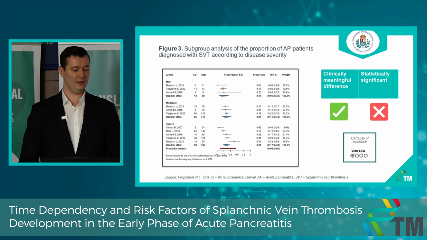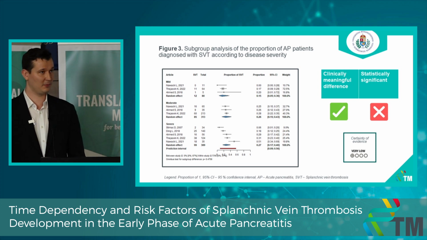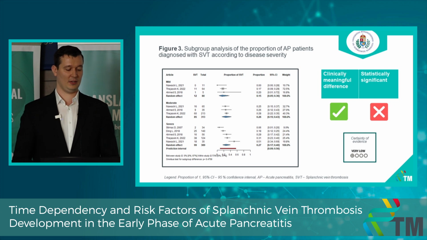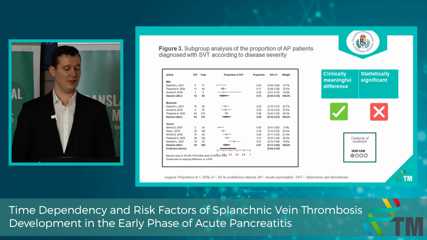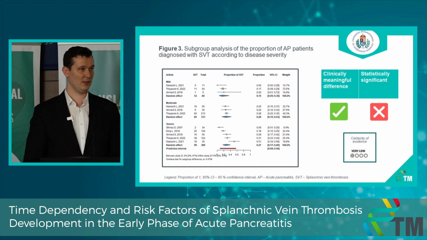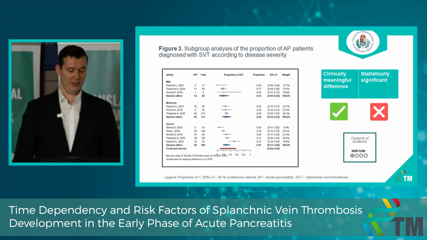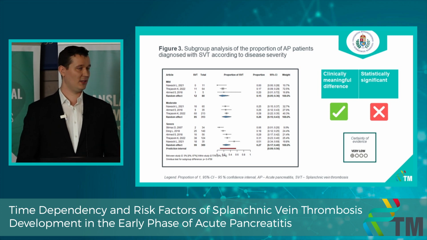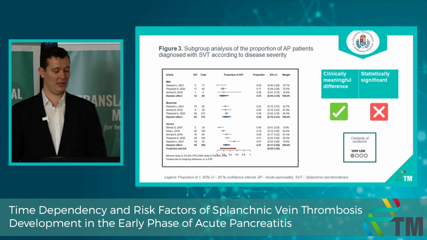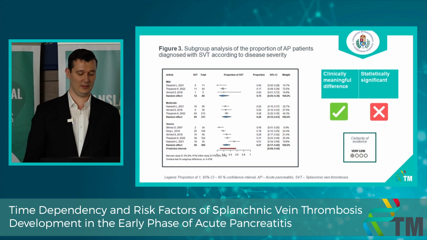On this third forest plot, you can see a subgroup analysis by disease severity. And you can see that increasing severity corresponds to increased SVT prevalence. In mild patients, we found 15%. In moderate and severe patients, 26 and 27%. But these results were not statistically significant, suggesting that severity is not the main risk factor in SVT development.